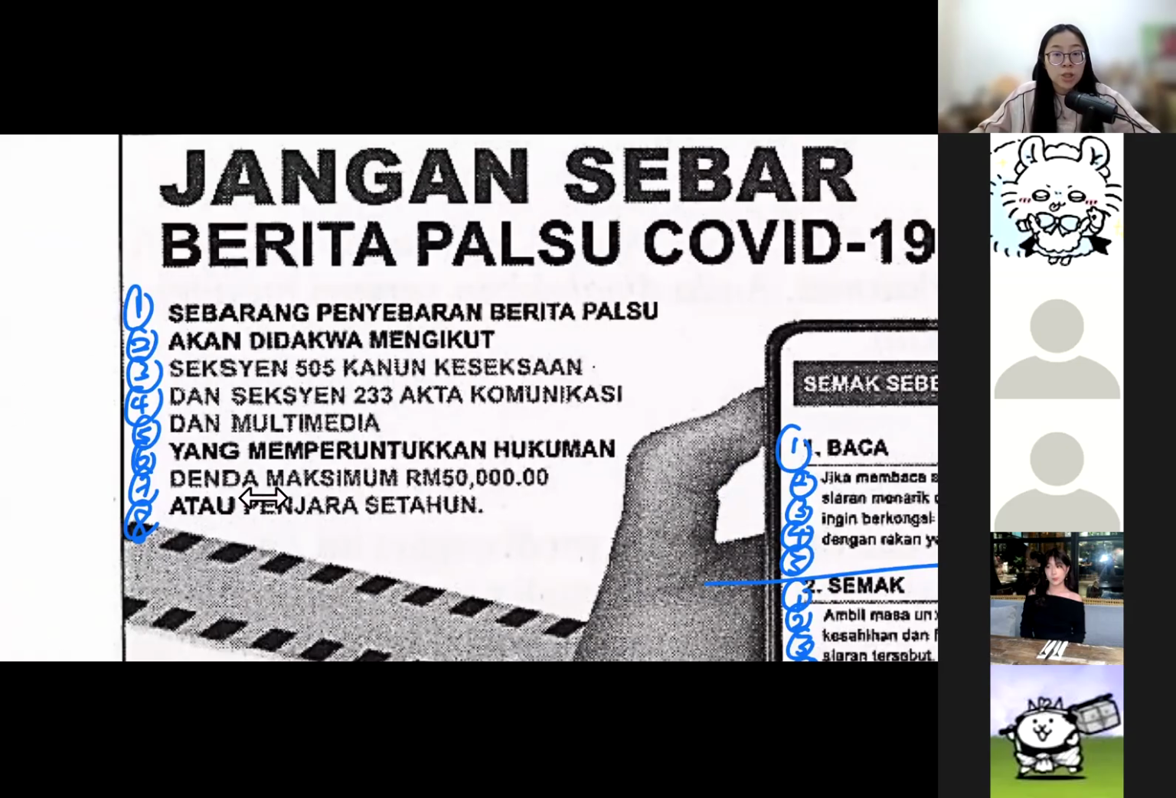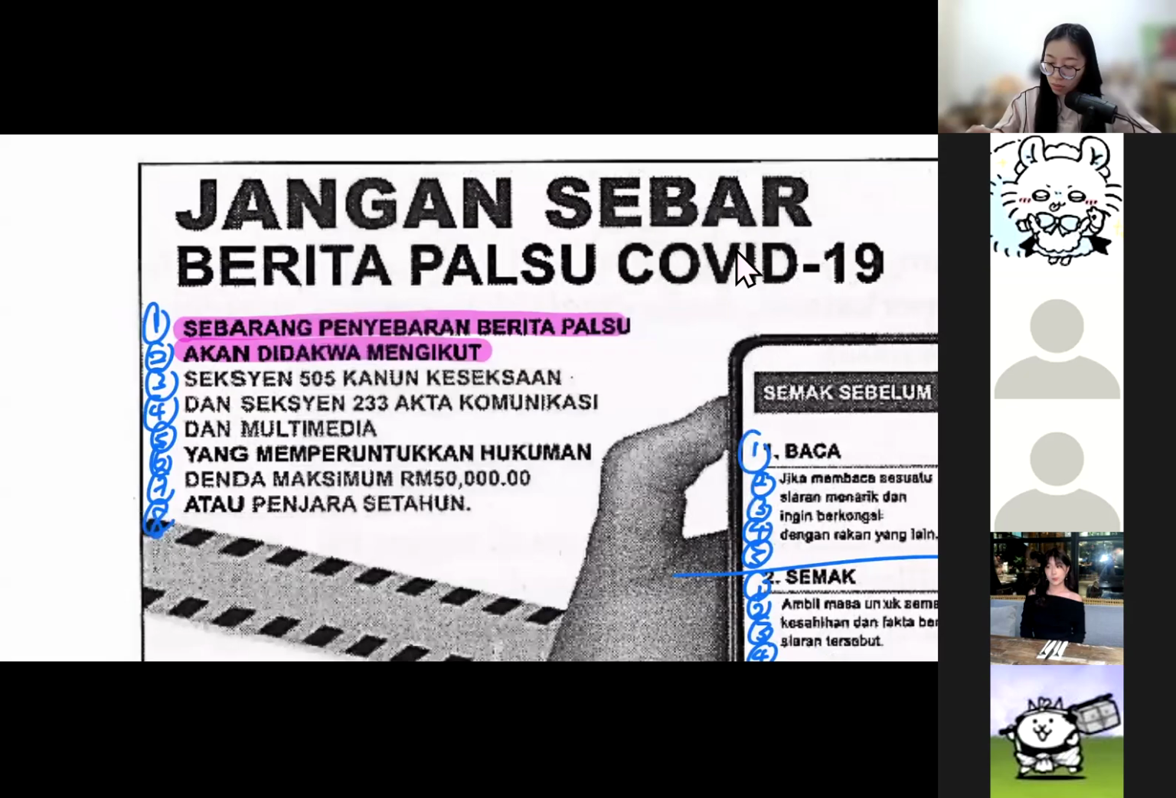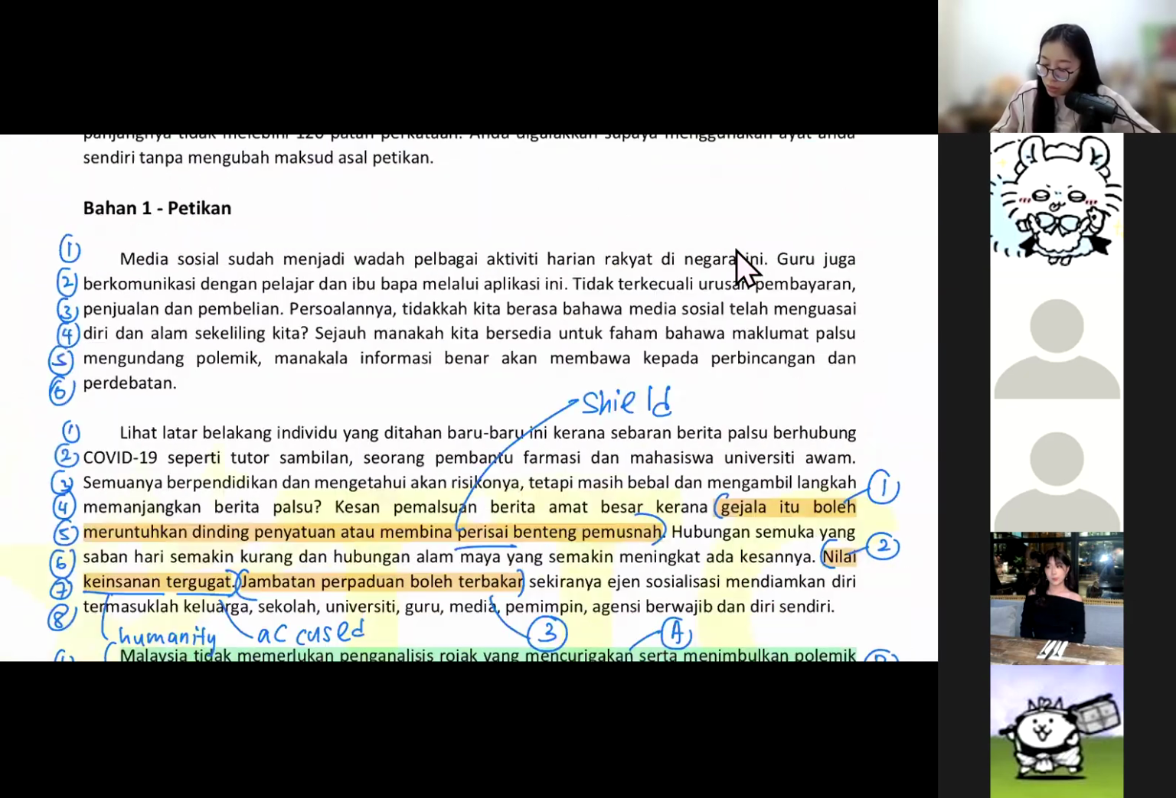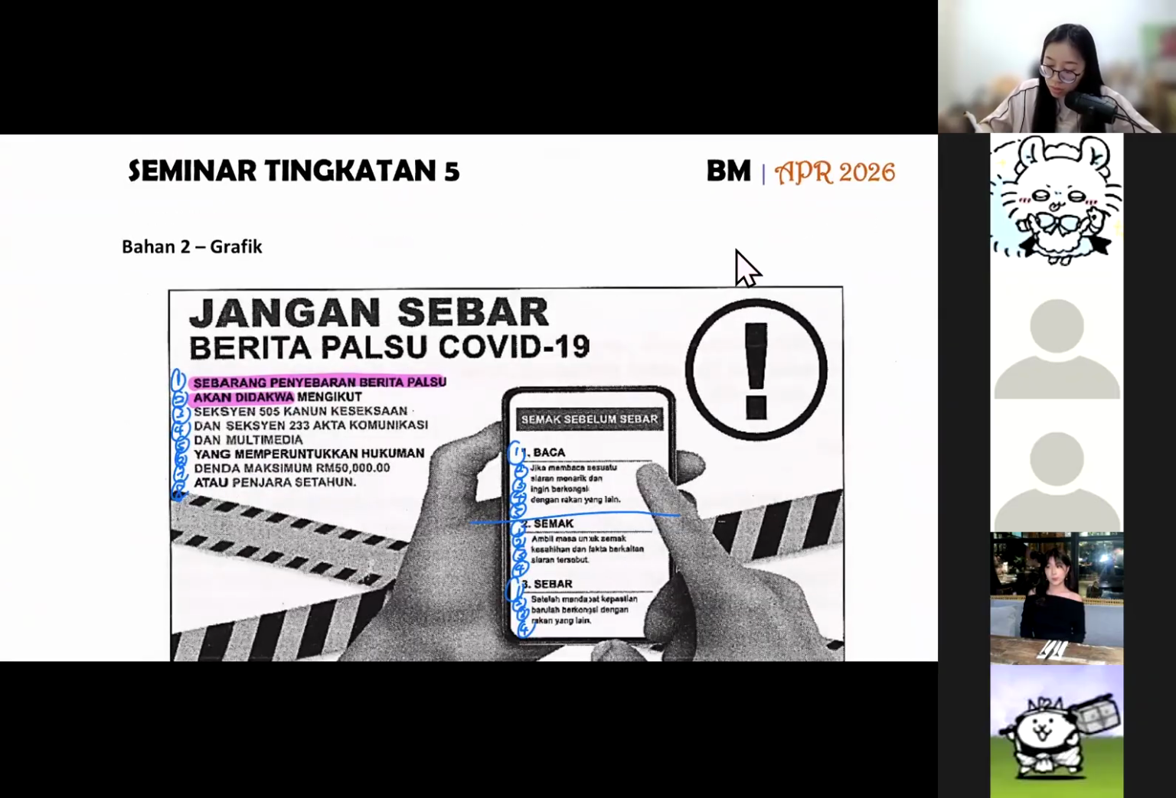This one, get a punishment, didakwa, kena sue. So this one is a kesan atau is a langkah. Kesan, yes, correct. So just direct copy here. Sebarang penyebaran berita palsu akan didakwa. Don't need mengikut we're gonna sue. And then this one will be, sorry, it's a yellow color.